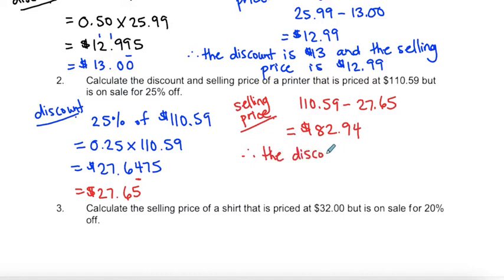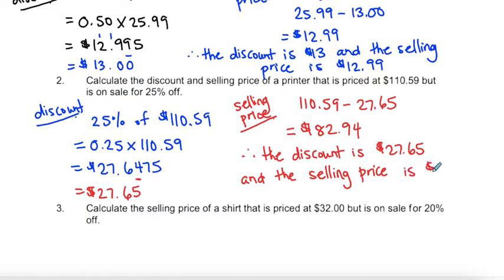So therefore, the discount is $27.65 and the selling price is $82.94.